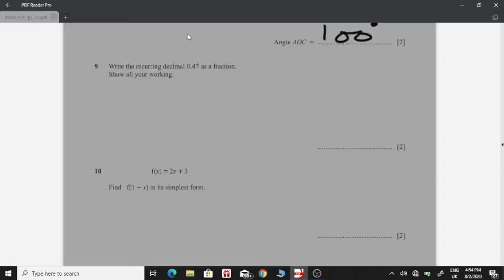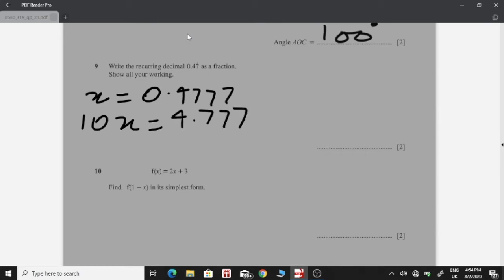Question number 9. Write the recurring decimal 0.47 as a fraction. Show all of your working. So here we have x. Let's suppose x is 0.4777, which is recurring. And then we multiply the whole equation by 10. So this becomes 10x is equal to 4.777. We write the same number of 7s in all of the figures.